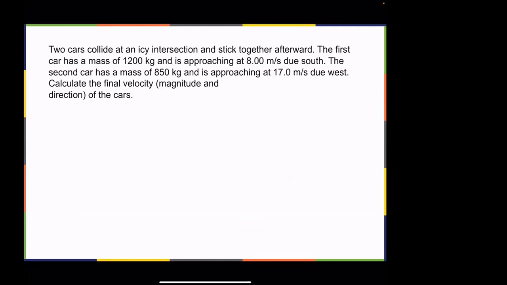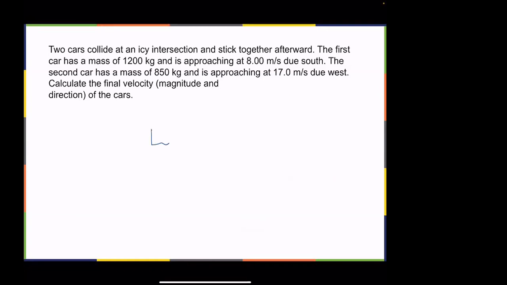So two cars collide at an icy intersection and stick together afterwards. The first car has a mass of 1,200 kilograms and is approaching at 8 meters per second due south. The second car has a mass of 850 kilograms and is approaching at 17 meters per second due west. Calculate the final magnitude and direction of the cars.